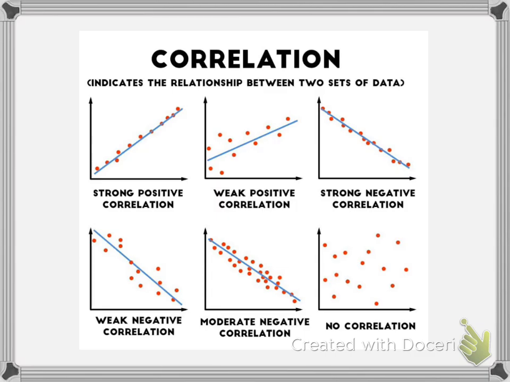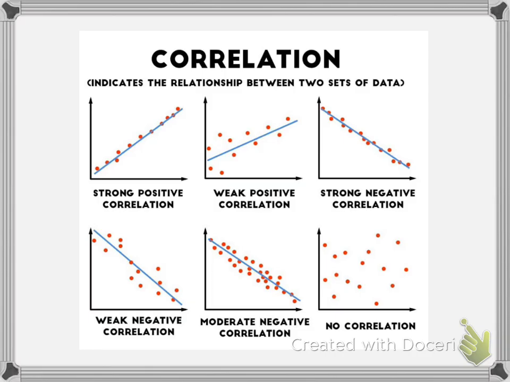If it's a strong negative correlation, you'll notice that the dots are going down from left to right and much closer to each other. And of course, if it's a weak negative correlation, they're going down from left to right, but the dots are a little further apart. Moderate negative correlation, you won't see too much, but that's just a description of what it looks like. And of course, no correlation, your dots are everywhere.